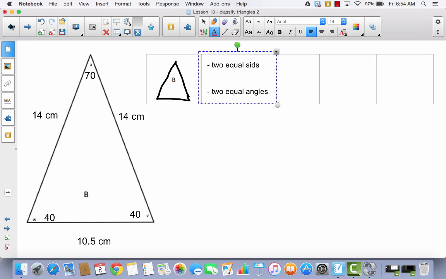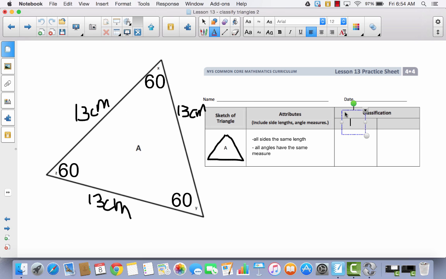All right, so first of all, let's go ahead and label our classification right here. We're going to call this angles, and then we're going to call this sides, because remember, we can classify triangles by their angles and we can classify them by their sides. So if I just look at the angles on this one, every single one of these angles is acute. So we're going to call this an acute triangle.